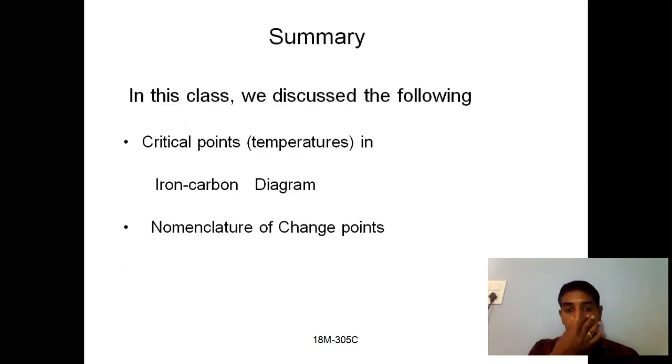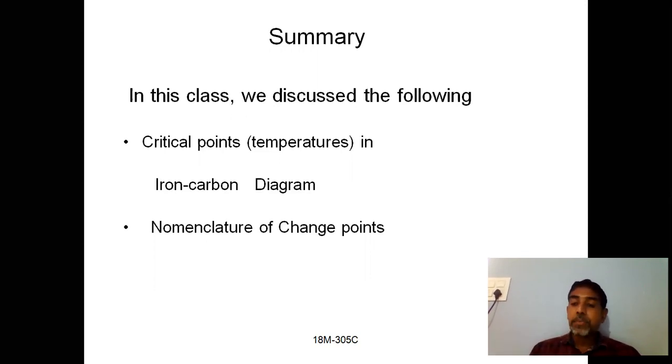See what we have discussed till now. We have discussed critical points like A1, A2, A3, ACM in the iron carbon diagram, and their significance: what is happening at A1, A2, A3 and ACM, and in what reaction, whether hypoeutectoid, hypereutectoid or eutectoid transformation. So you should remember what A1, A2, A3 and ACM are, at what percentage of carbon it occurs, and from which formation to which formation it is transforming. That is the significance.